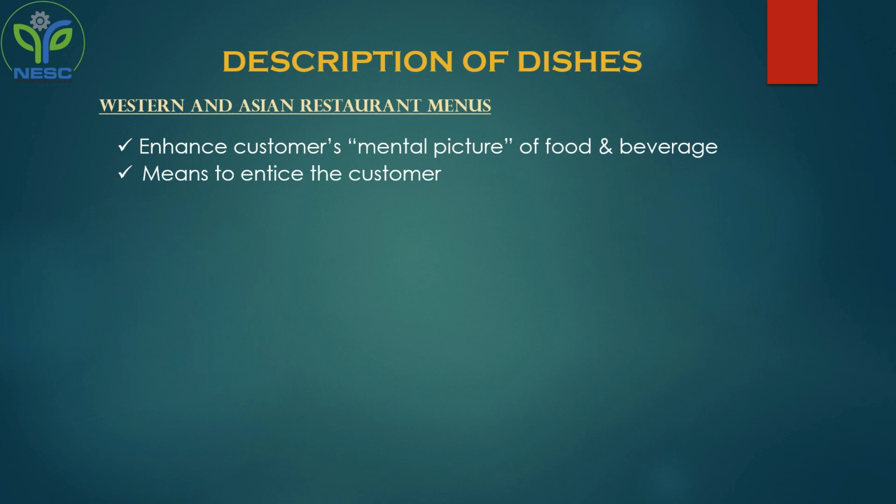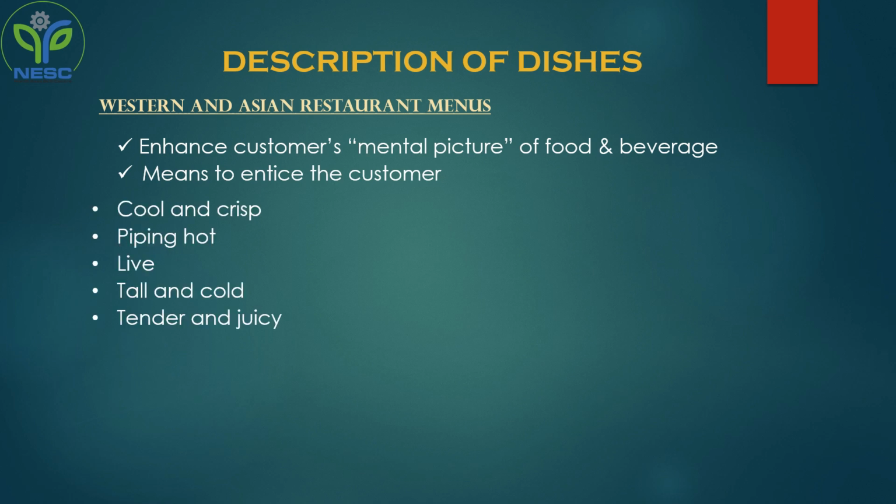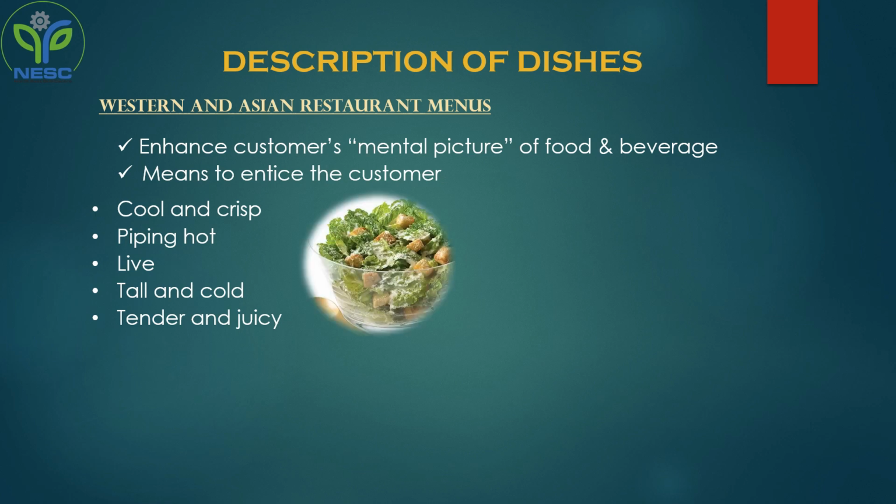Alright, so some of the descriptions normally used are cool and crisp. That means the ordered food will be cool and crispy. Also piping hot, tall and cold, tender and juicy. Next it will be fresh, creamy, light, refreshing, or succulent. Succulent is the same as tender and juicy.